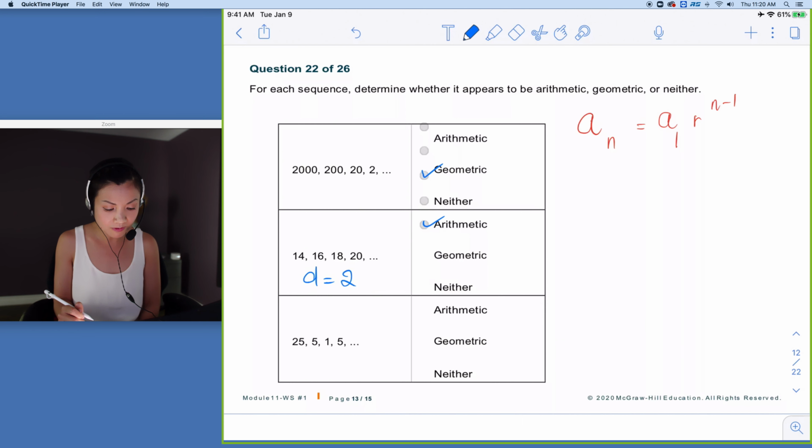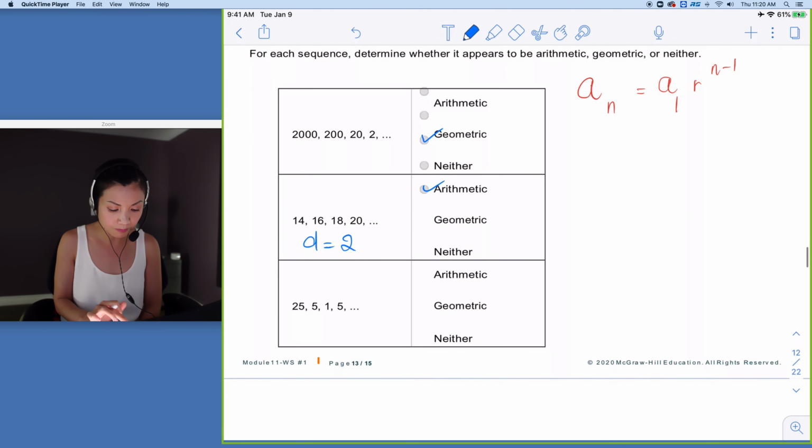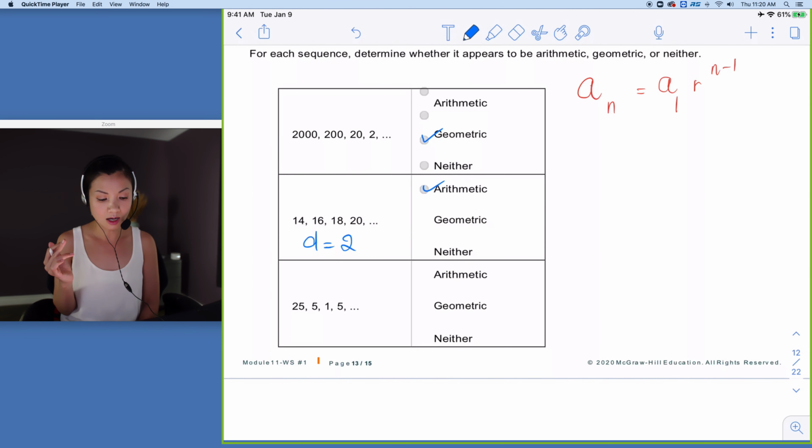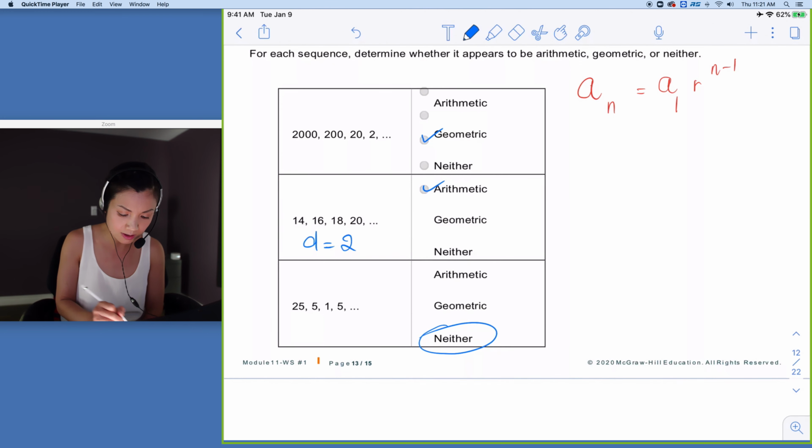Now 25 for the next sequence. From 25, if I multiply by 1/5, I'm going to get 5. Multiply by 1/5, I'm going to get 1. But if I multiply by 1/5 one more time, I'm not going to get 5. I should get 1/5 instead of 5. So this one is neither.